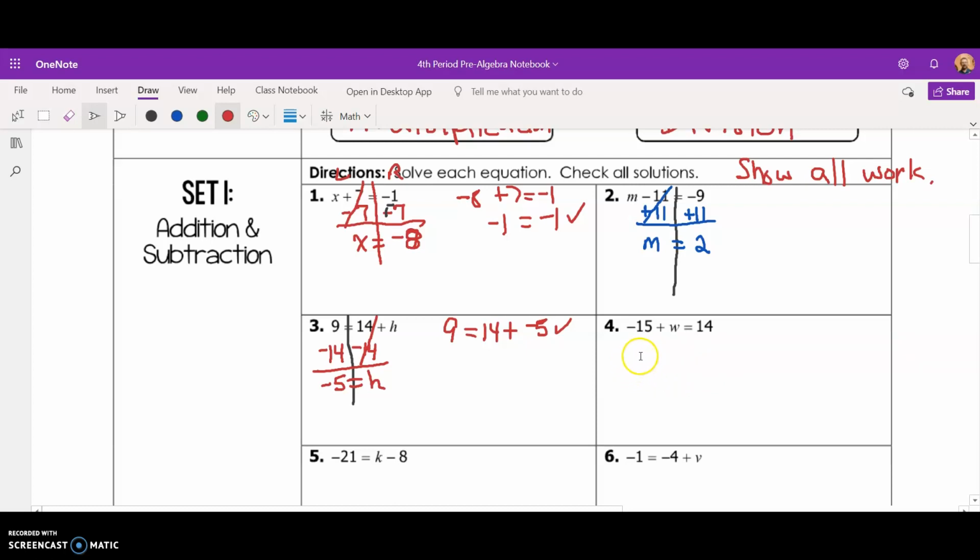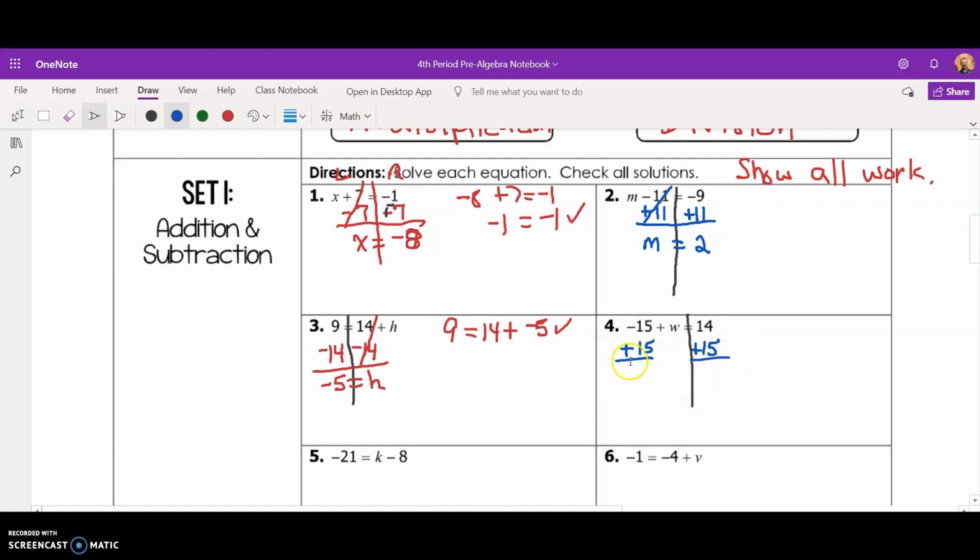So on number 4, I see that I have a negative 15 added to w. Draw my line. Okay, so what is the inverse of adding negative 15? The inverse would be to add a positive 15. If I add 15 to the left side, I'm going to add a positive 15 to the right side.